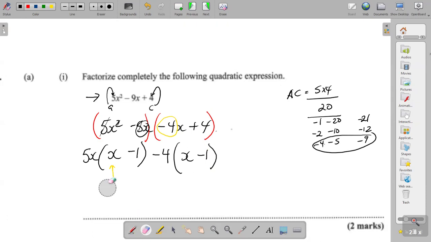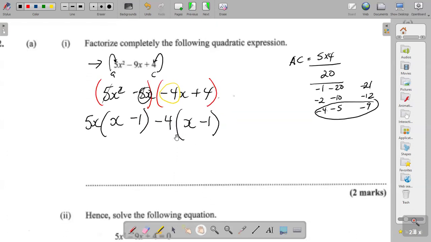How do I know this is right? Because my brackets match. So because my brackets match, I know I'm on the right track. So my answer is x minus 1. And I put the two things that were outside in a bracket by itself, which would be 5x minus 4. That's your answer.